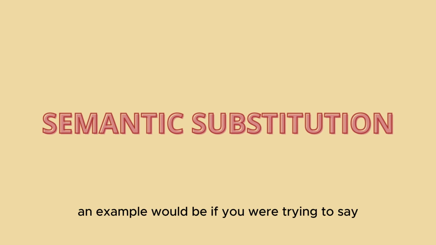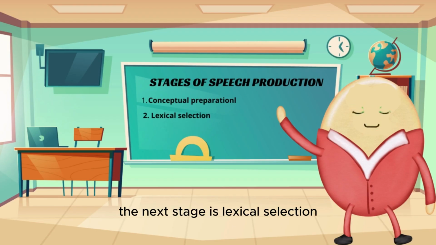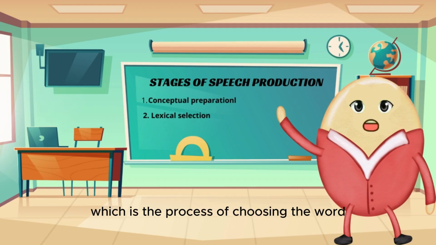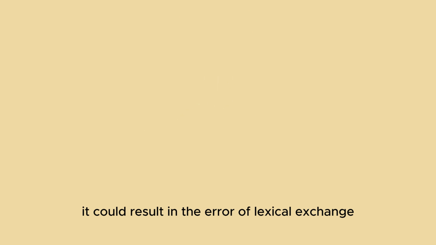An example would be if you were trying to say, "I was walking my dog," but accidentally said, "I was walking my cat." The next stage is lexical selection, which is the process of choosing the word that matches the previously formed idea. If a breakdown occurs at this level, it could result in the error of lexical exchange.